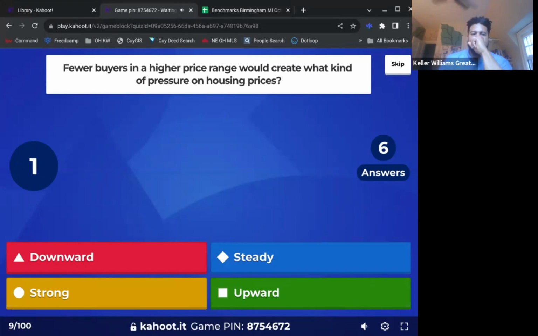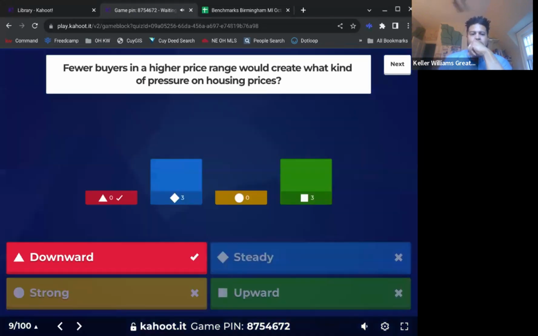This one's stumping you guys. Downward. So for those of you that answered and for those of you that didn't, let's talk about that. Fewer buyers, it's supply and demand.